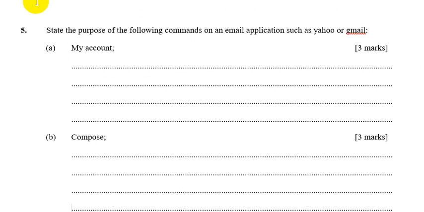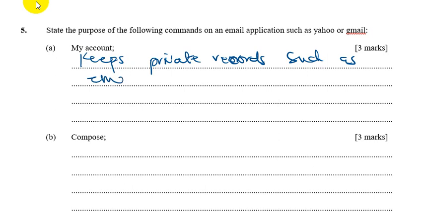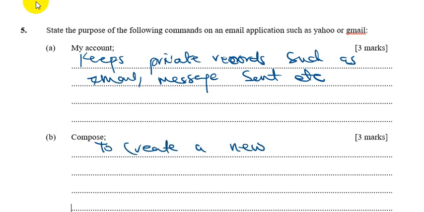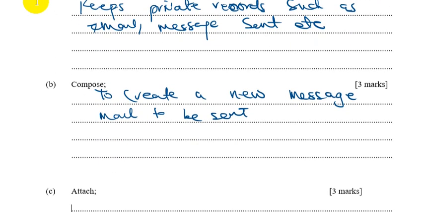Now, they said state the purpose of the following commands on an email application such as Yahoo or Gmail. If you see my account, what's the purpose? It keeps private records such as emails, messages sent, etc. And also compose is to create a new message, that is, mail to be sent. After creating, you send it.